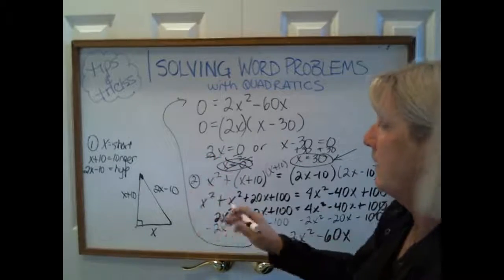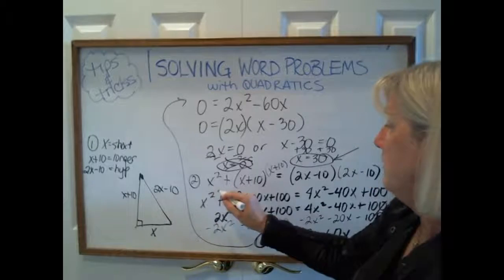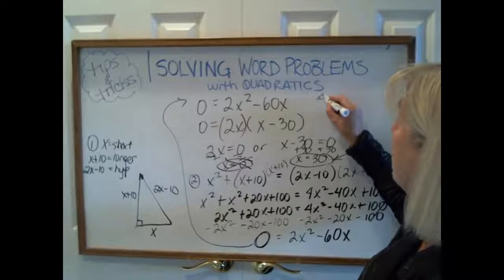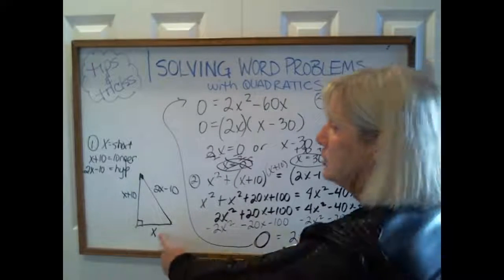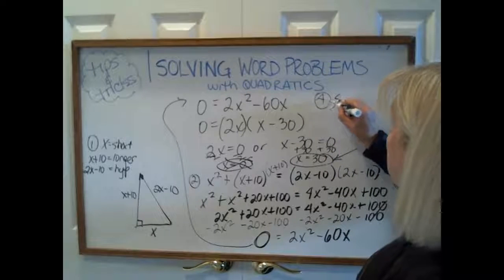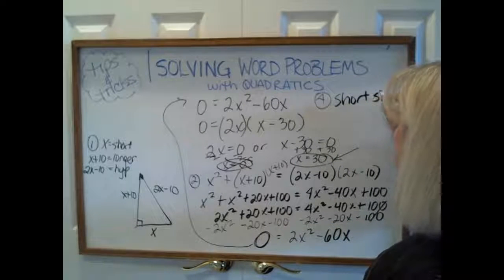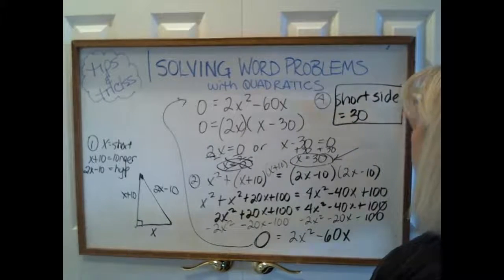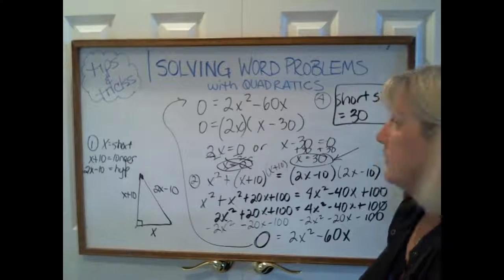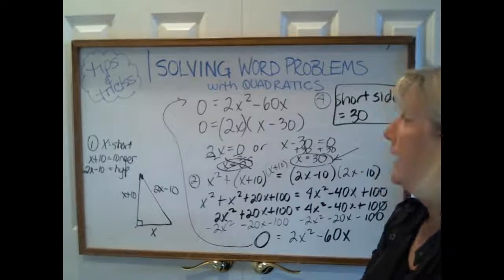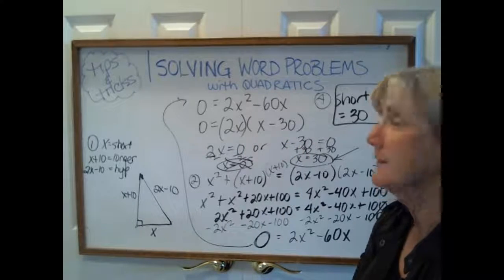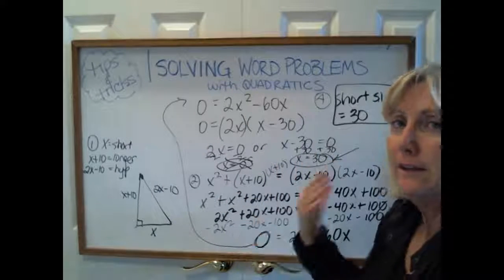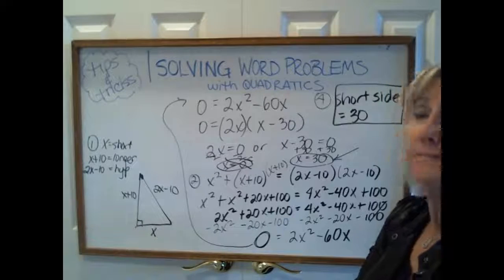So as far as the points on the problem, you would get 1 point for doing this, 1 point for writing the equation, the third point for solving and getting here, and then the fourth point would be to answer: the short side is equal to 30. And that would be your final answer. So remember those tips. There's lots of different kinds of quadratics. If you get word problems with an x squared in it, you have to remember to factor it, set it equal to 0, etc. So there's one example.